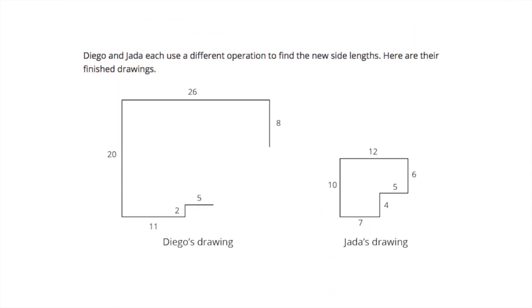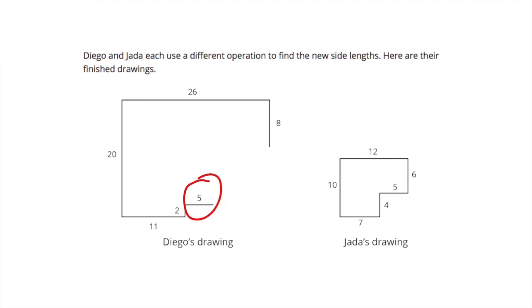Now let's look at what they drew. First, looking at Diego's drawing, hopefully you notice there's a big problem here. We do not have the same shape. It's not connected. But he did follow the directions in that his scaled copy has a corresponding side that is 5 when it used to be 15 in the original.